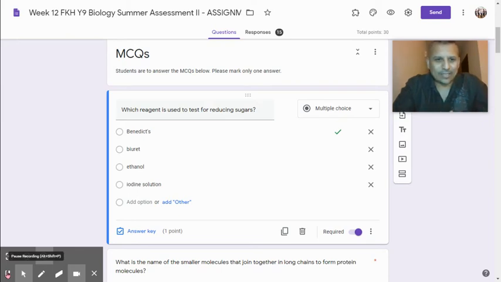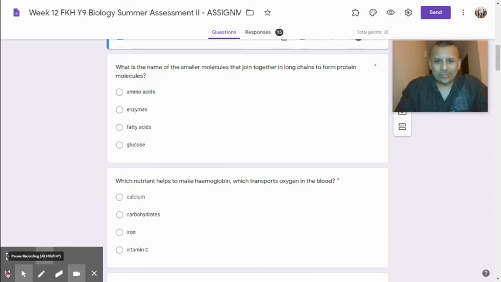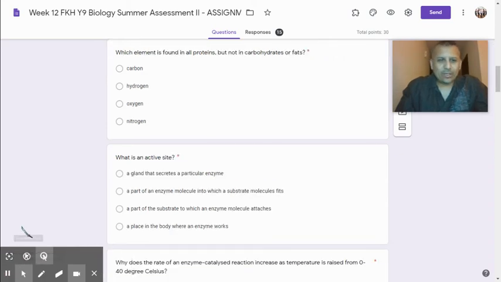It's made up of around about 10 multiple choice questions and 20 marks worth of open response questions. So it starts off with a very quick one. This is nutrition related. Which reagent is used to test for reducing sugars? The answer was Benedict's. The building blocks of protein molecules are amino acids, and the nutrient which helps to make hemoglobin, which transports oxygen in the blood, is iron.